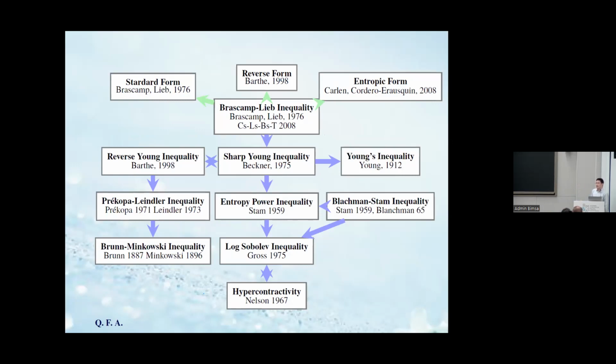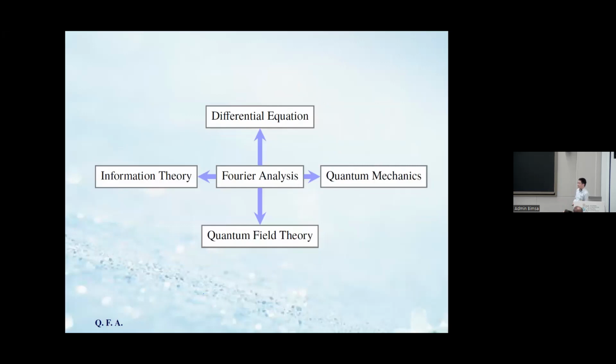I mean, here in a quantum way. The entropy power inequality can imply the log Sobolev inequality. And the log Sobolev inequality is equivalent to hypercontractivity. And hypercontractivity is very useful and powerful in quantum field theory. In my picture here, I just list the connections between Fourier analysis and information theory, differential equations, quantum mechanics, and quantum field theory. Actually, it has many more connections with other fields. What I want to say here is that classical Fourier analysis is very important and very powerful, and it has a lot of connections with other fields.